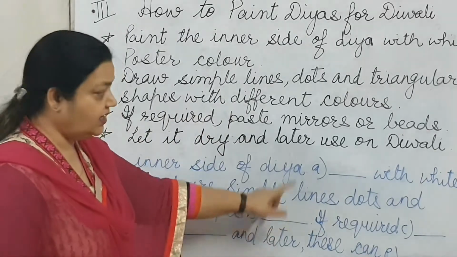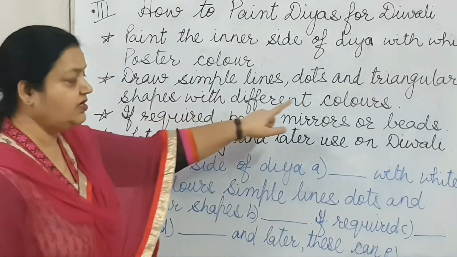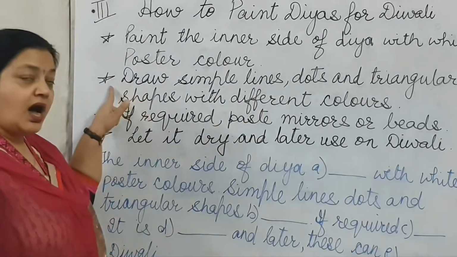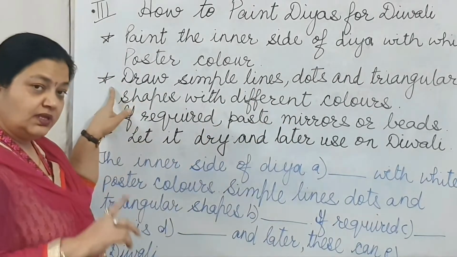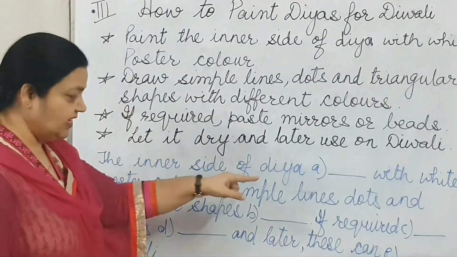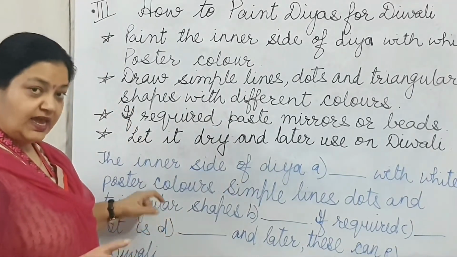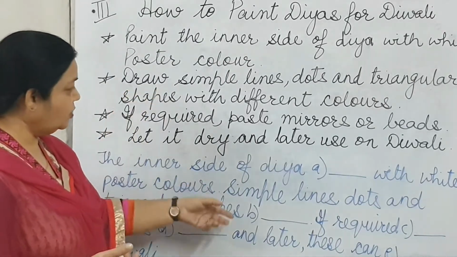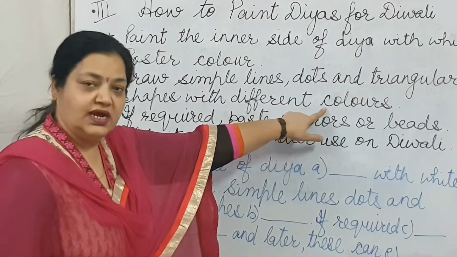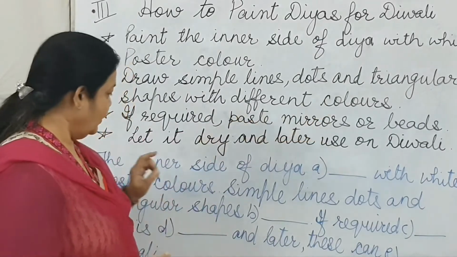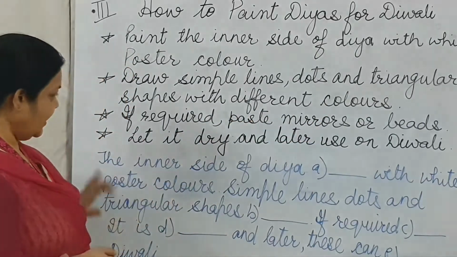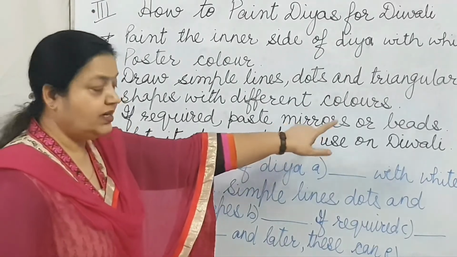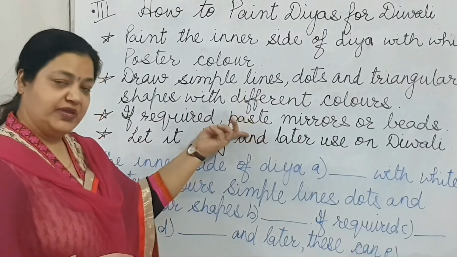Now dash, it doesn't mention with different colors. So what we write? Shapes are drawn. Are plural because there are many things. Are and drawn, the third form of verb, draw. Are drawn with different colors. Then if required, dash. If required, mirror or beads are pasted.